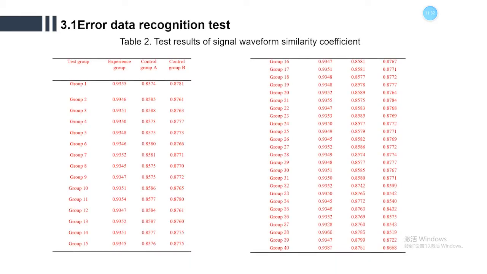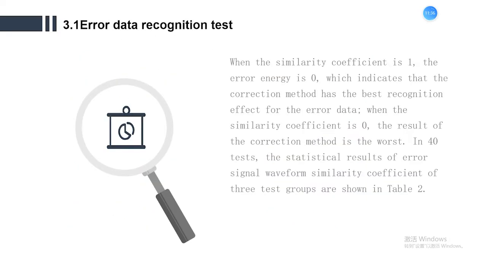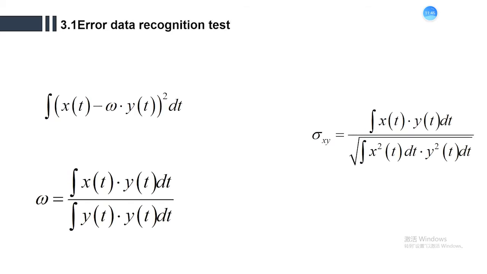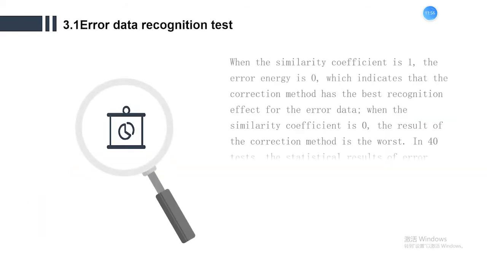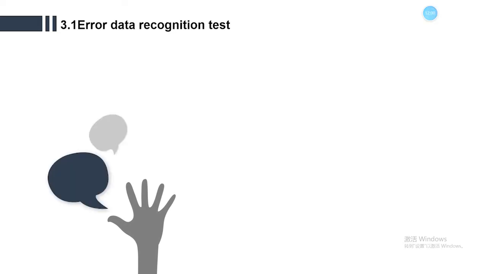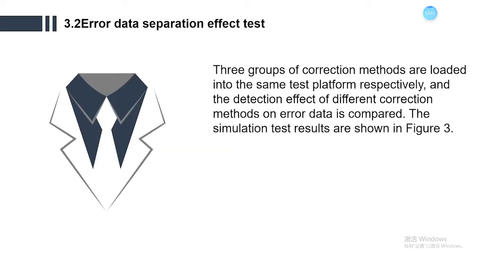According to the correlation, the signal wavelengths of two test groups are judged to be similar to the real signal. When the similarity coefficient is 1, the error energy is 0, which indicates the correction method has the best recognition effect for the error data. When the similarity coefficient is 0, the result of the correction method is the worst.